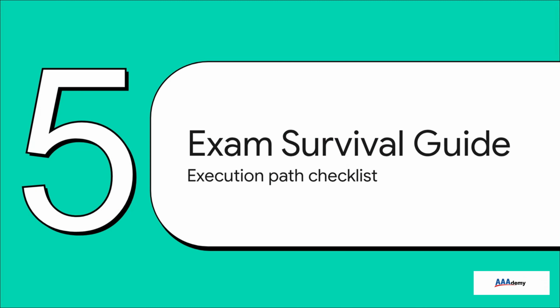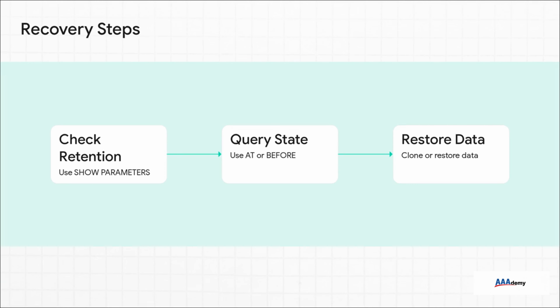And wrapping up with Section 5, your exam survival guide. Okay, let's build your exact chronological execution path. Step 1. Always check your retention window first using SHOW PARAMETERS. You have to confirm time travel is even available. Step 2. If the table exists, query the previous state using AT or BEFORE to inspect those lost rows.